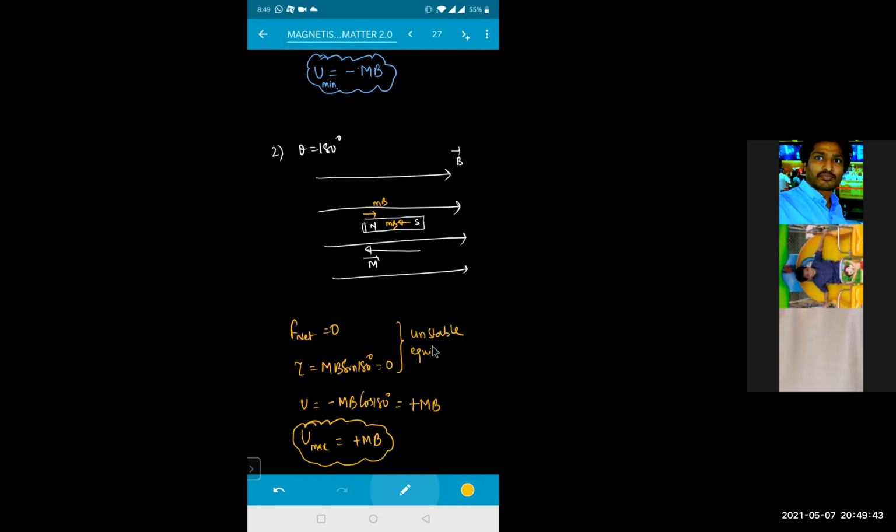Net force and net torque are 0, and potential energy minimum, that will be your stable equilibrium. If your F net is 0 and torque is 0, but potential energy is becoming maximum, that will become unstable equilibrium. So this was about something related to your bar magnetism part.